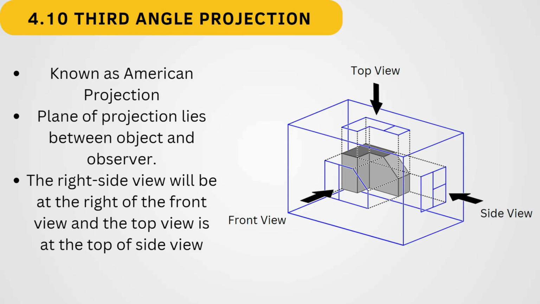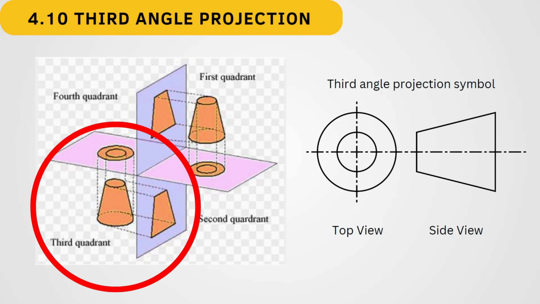For the third angle projection, it is known as American projection, where the plane of projection lies between object and observer. The right side view will be at the right of the front view, and the top view is at the top of side view. For the third angle projection symbol, we can see that the object is located at the third quadrant, where the top view and the side view were shown.